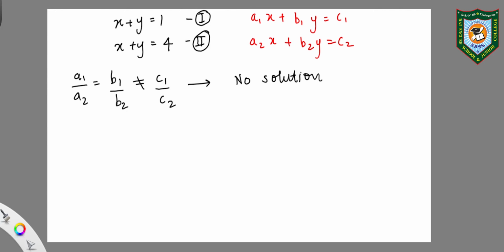So again, if I compare the given equations in our question, which are ax plus by equals c and mx plus ny equals d, we have to compare them to our standard equations.